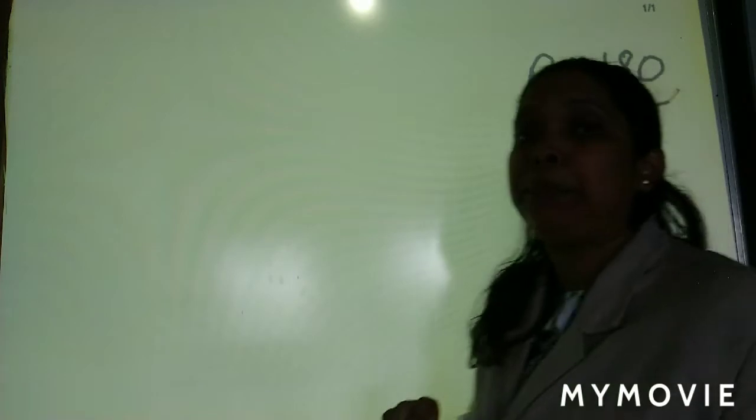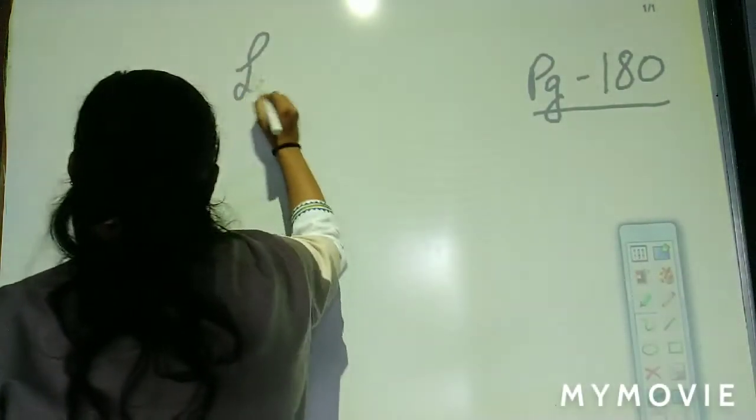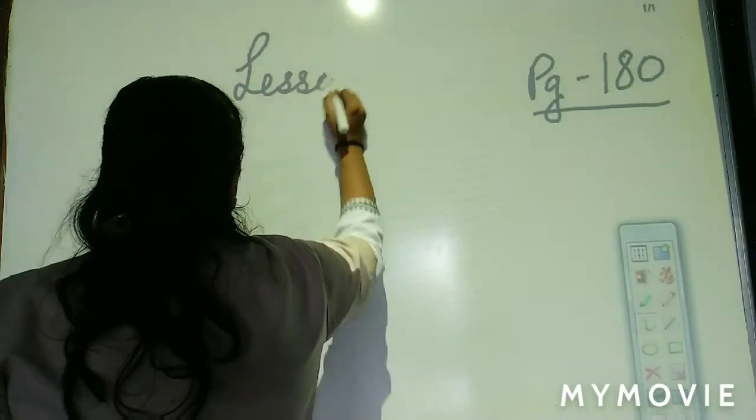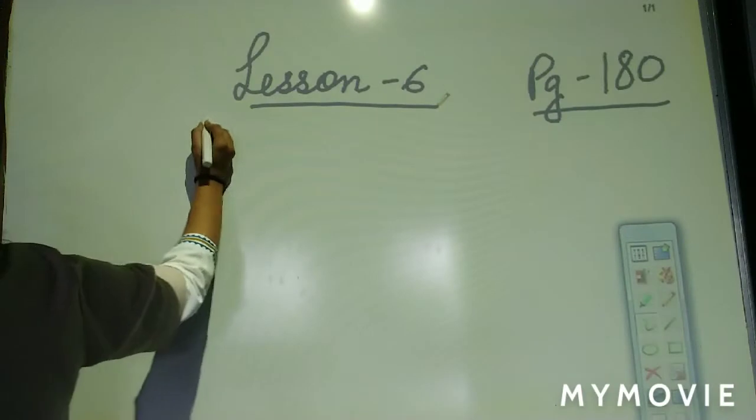Yes, children. Good morning, and today we are going to start our lesson number 6. Everybody take out your semester book, open page number 180. Page 180. And put CW and today's date on lesson number 6 of EVS.